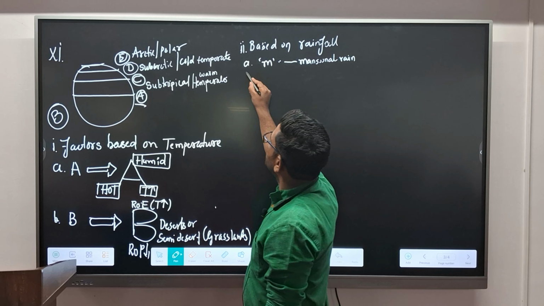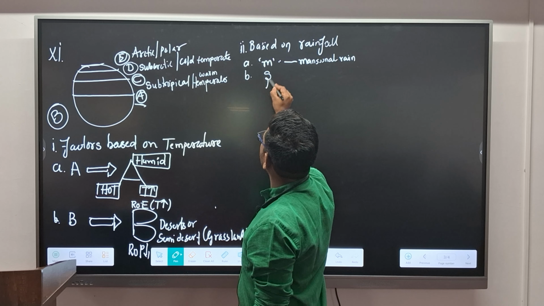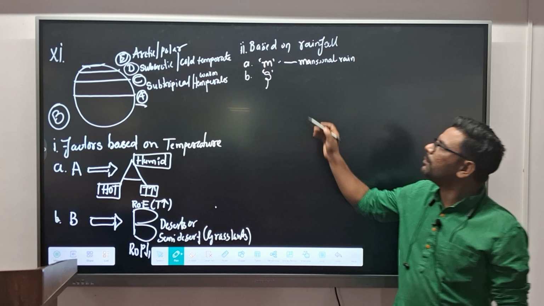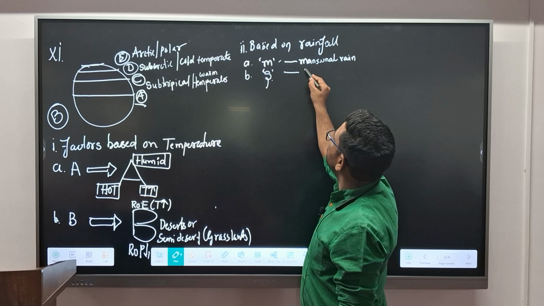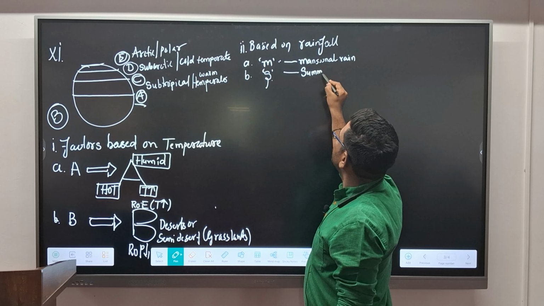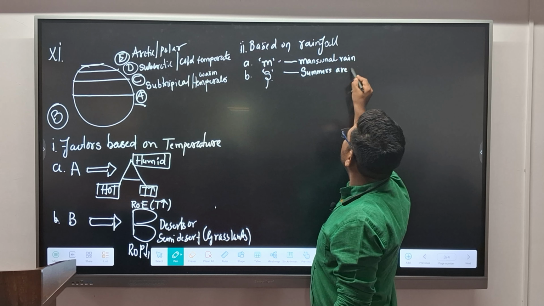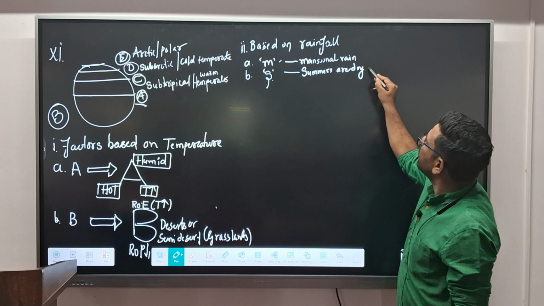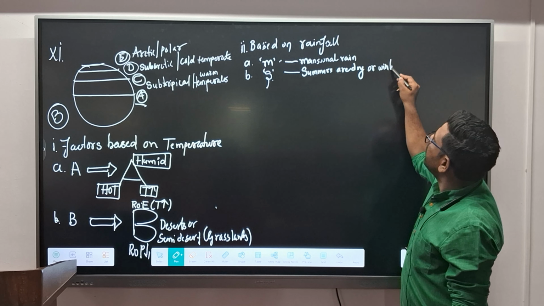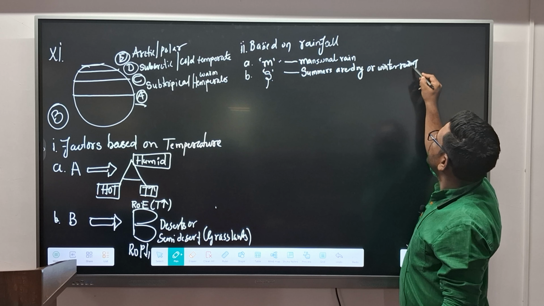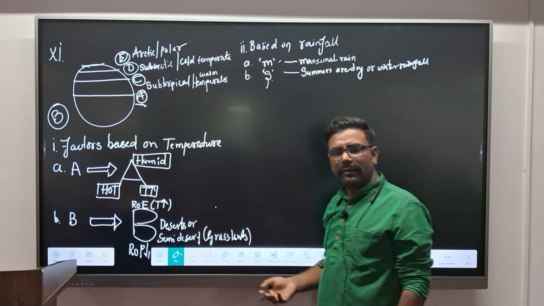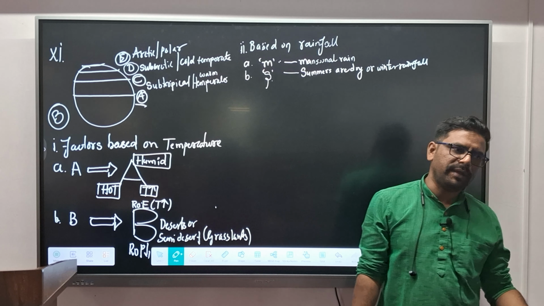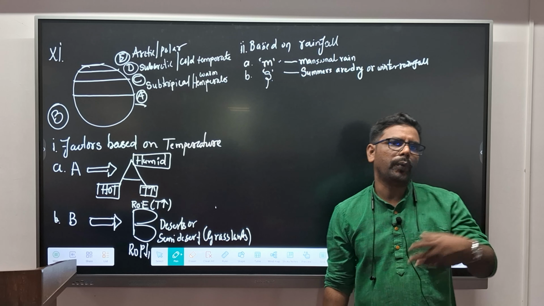Next is small s, not capital, small s. Small s means summers are dry, or winter rain. It means rainfall does not come in summer, maybe it comes in winter. Do you understand? Summers are dry means the rainfall is in winter. Simple.